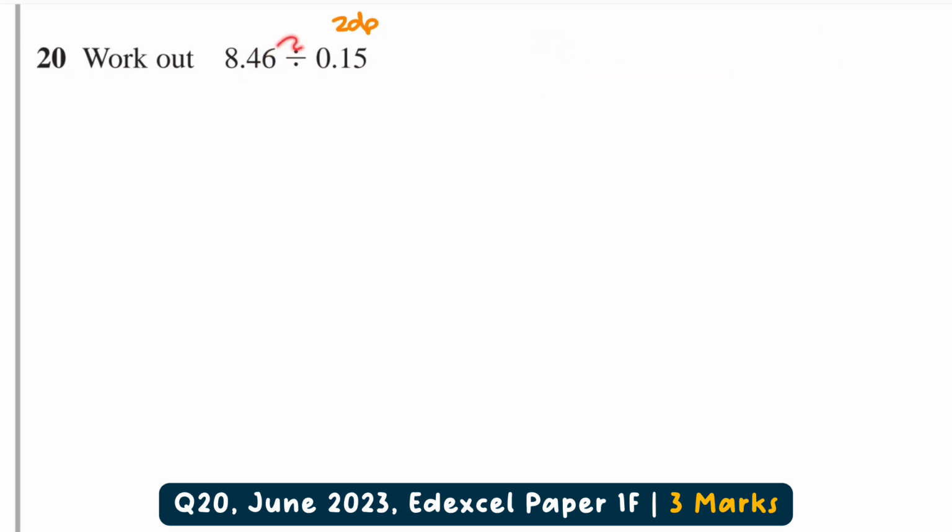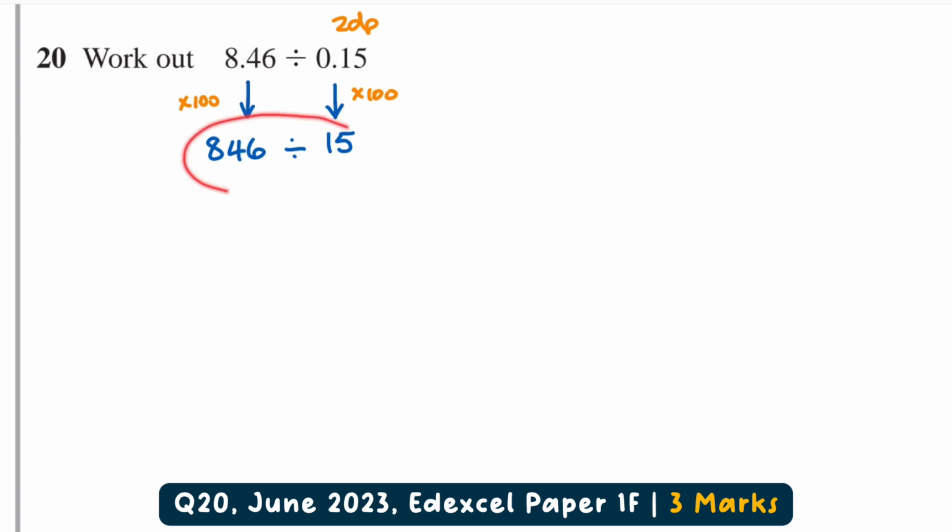So we need to multiply both the dividend and the divisor by 100, and this will give us 846 divided by 15. So when you're multiplying by 100, the decimal point moves 2 places to the right. So that's why we have 846, and same here. And that's why we have 15 here. So multiplying both by 100 and getting rid of the decimal point earns you a method mark.